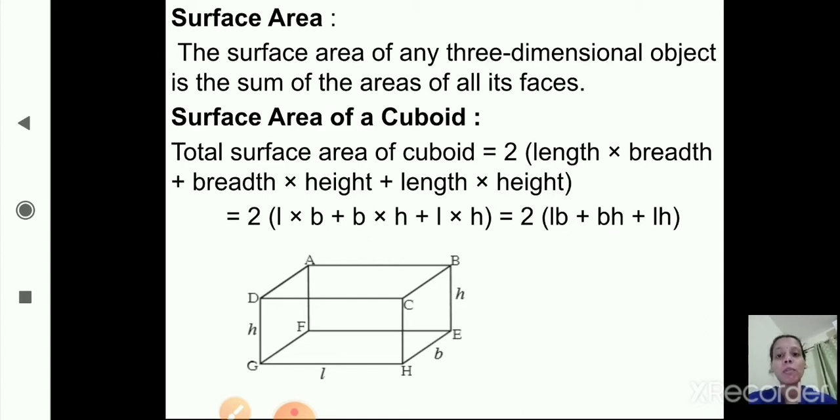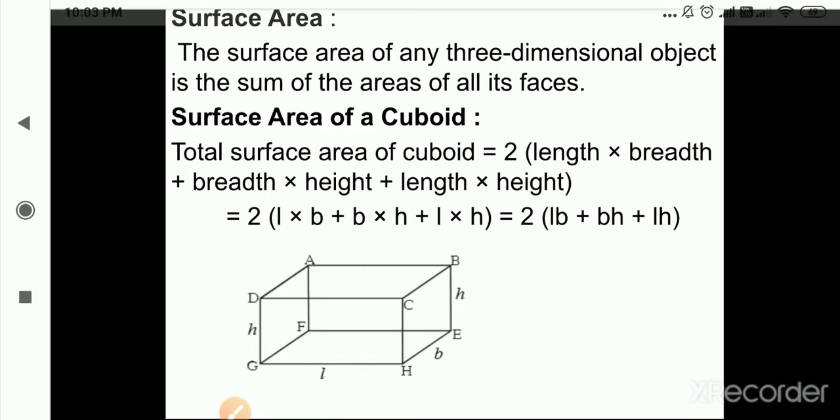The total surface area, or the surface area, of any three-dimensional object is the sum of the areas of all its faces, all its sides. Now, surface area of a cuboid. What is the formula to find the surface area of a cuboid? As you can see here, this is a cuboid. Total surface area of this cuboid.